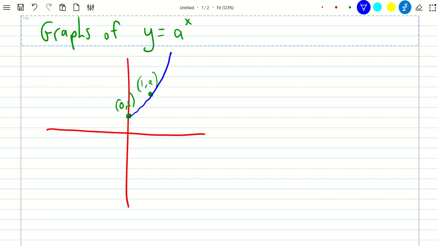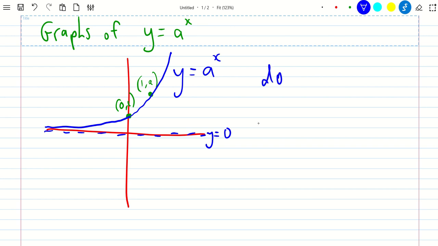As x gets smaller and smaller in a negative way, so bigger in a negative sense, I guess, then that number gets smaller and smaller and smaller. It never reaches 0, but it gets closer and closer to 0. So we get an asymptote coming up like that, an asymptote at y equals 0. And that's what our function y equals a to the power x looks like. It always goes through those two points, and we get an asymptote there.